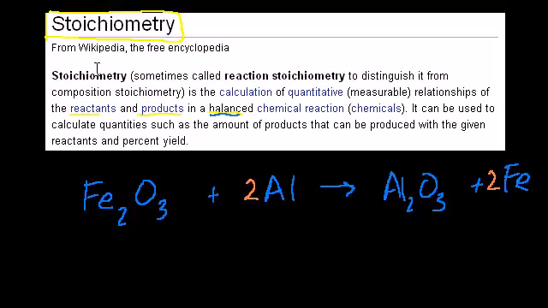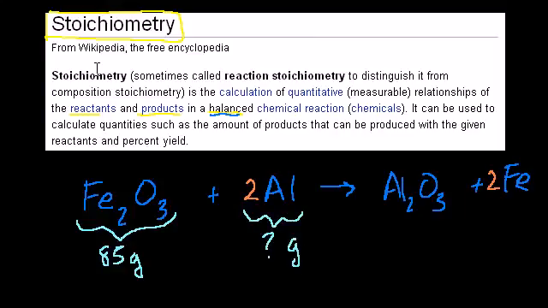So let's say that we were given 85 grams of the iron 3 oxide. So we're given 85 grams. My question to you is, how many grams of aluminum do we need? How many grams of aluminum?